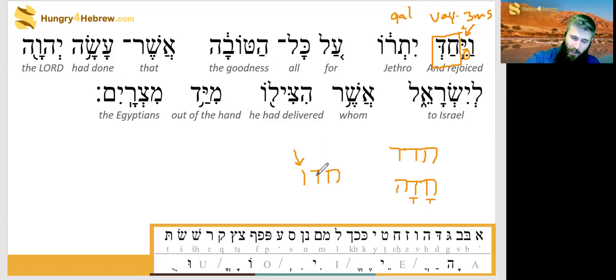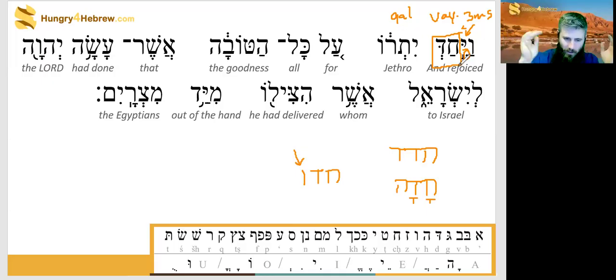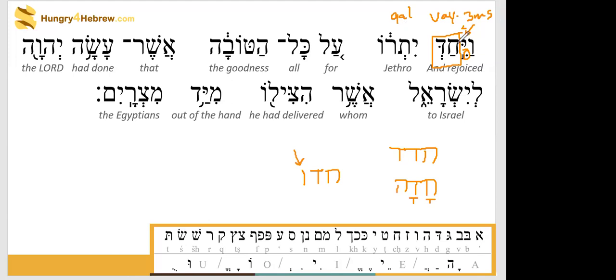In the end, they look the same, but why is there a dagesh in here? Maybe it's because the vav is back assimilating into it. I really don't know. Remember that your vayiqtol forms like to apocopate and be shorter. So apparently that's its way of doing it. So vayichad Yitro, and Jethro rejoiced. Al kol hatova.